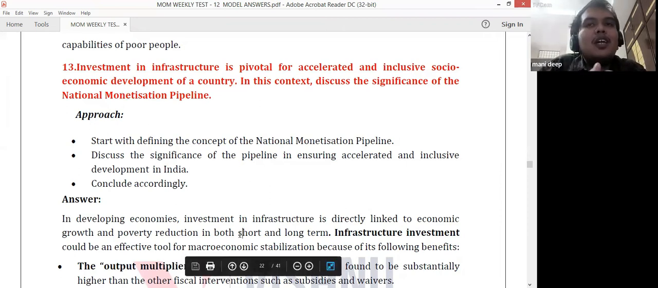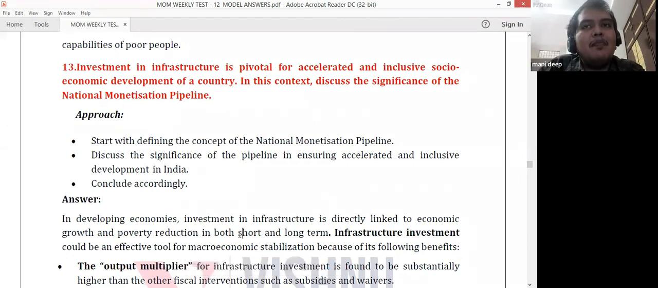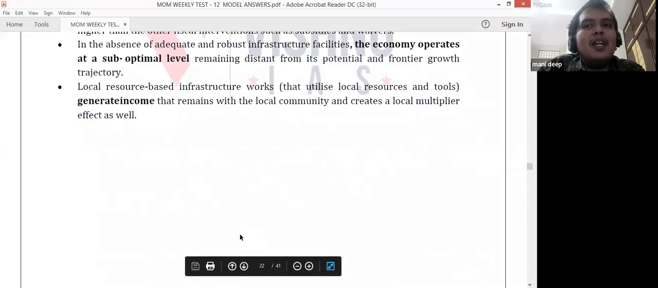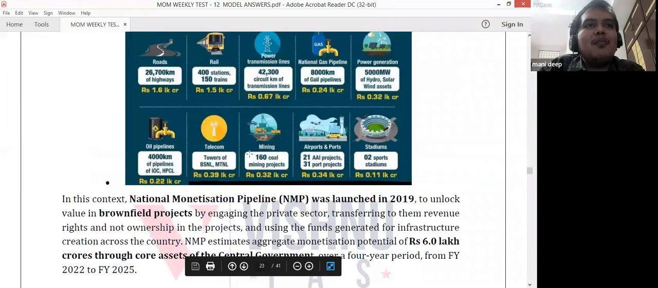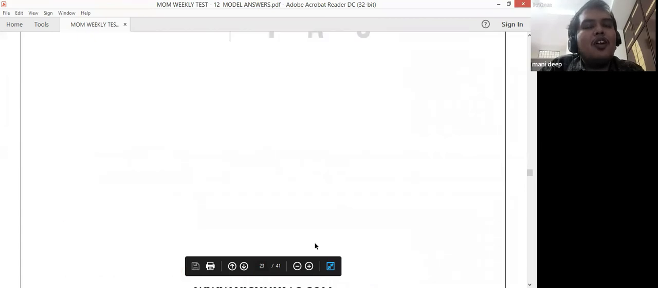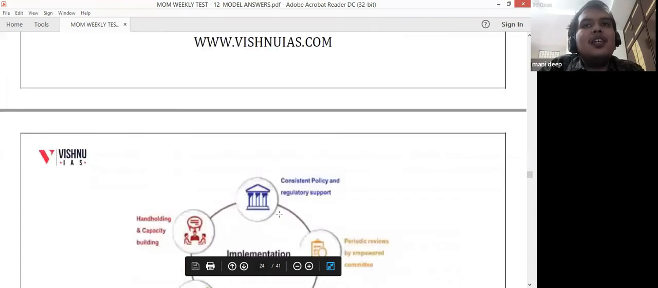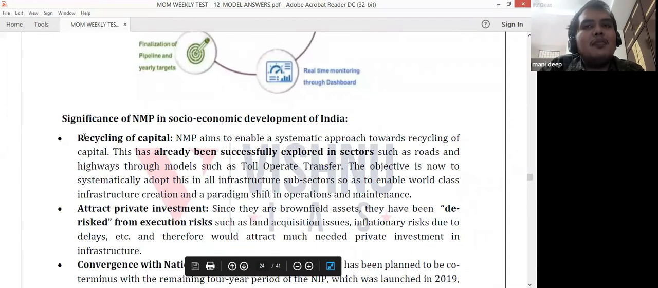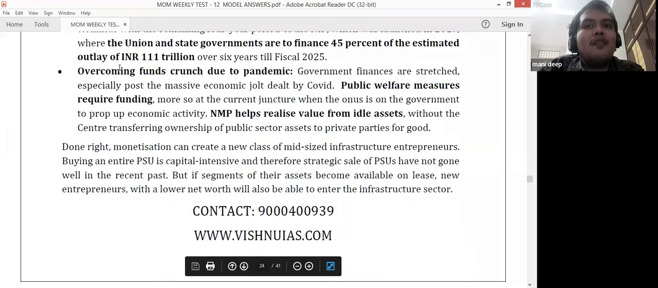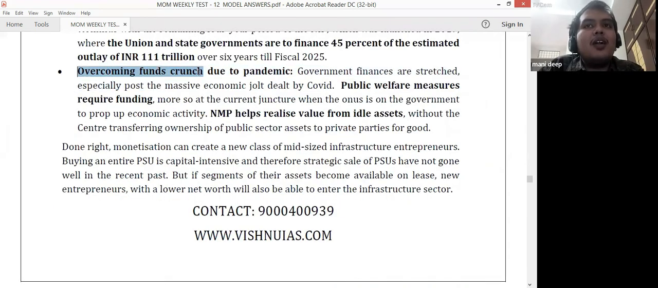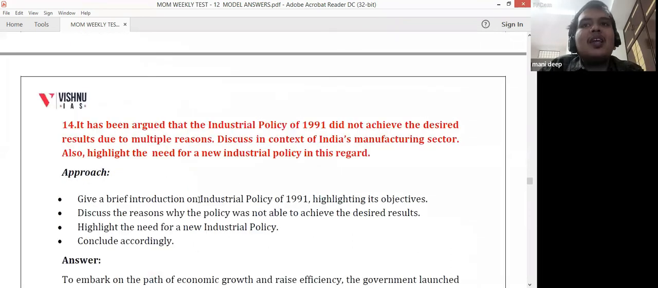First, you can briefly write about how infrastructural investment will lead to accelerated economic development and inclusive development. Then you should write about national monetization, what the assets are, how it functions, and the role of the private player and the role of the government. Then you should write about the advantages of the National Monetization Pipeline: attracting private investments, which is nothing but leveraging their advantage. Then write about recycling of capital, then overcoming fund crunches. You get more funds, so you can invest in other things.